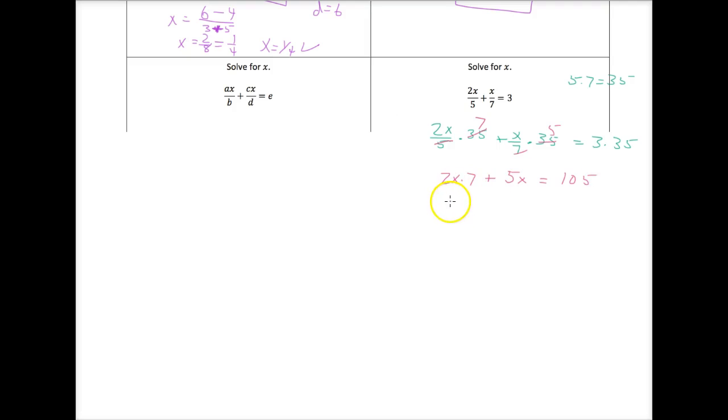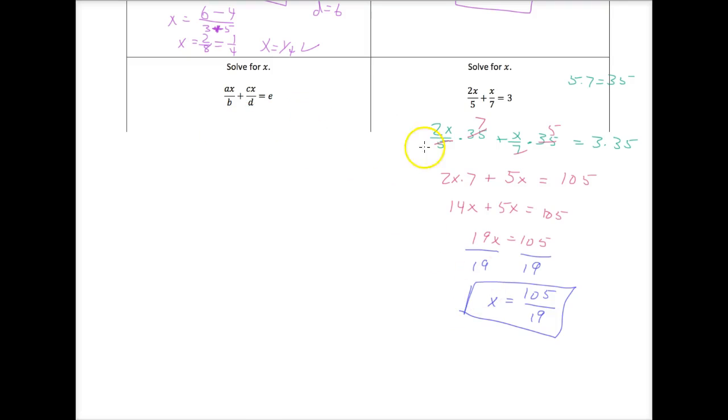105. We have 14x plus 5x equals 105. 19x equals 105. And I'm going to have to divide by 19, and I'm not feeling very happy about this because I know 19 doesn't go into 105. And knowing that also kind of gives me permission to relax. Since 19 doesn't go in there evenly in any fashion, I can stop.